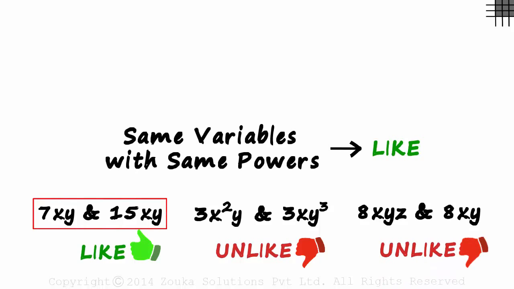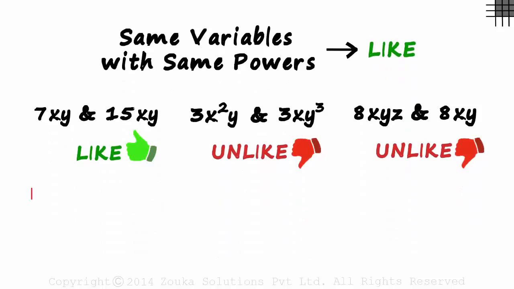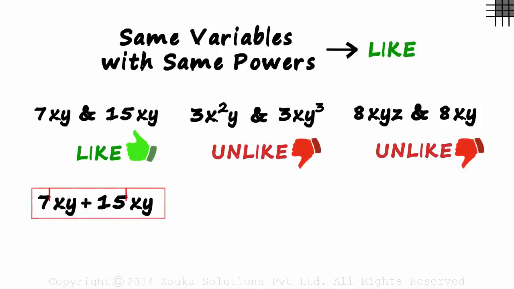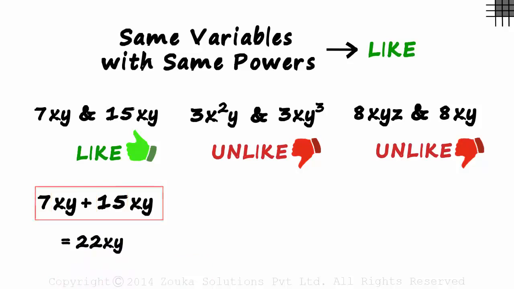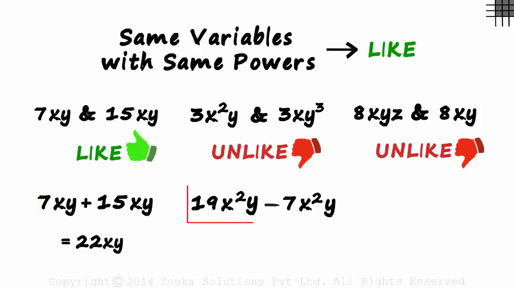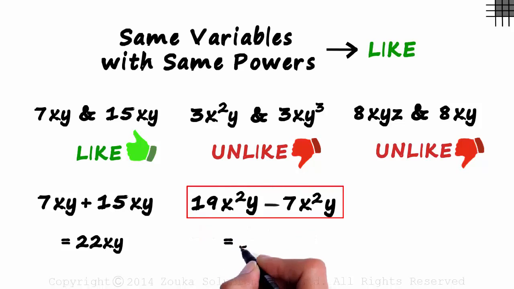Like terms can be added or subtracted. Take this expression for instance. They are like terms as they have the same variables with the same powers. So the coefficients can be added to write this as 22xy. Here's another expression. They are like terms as they have the same variables and same powers with each variable. 19 minus 7 is 12. So this expression can be reduced to 12x squared y.